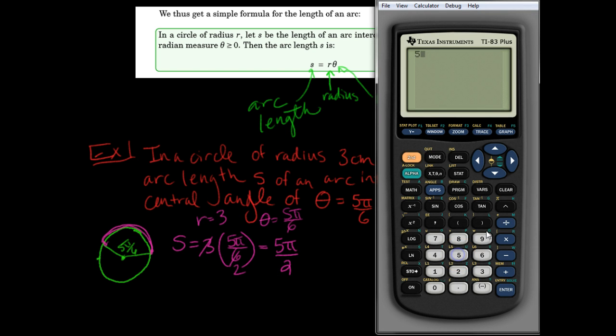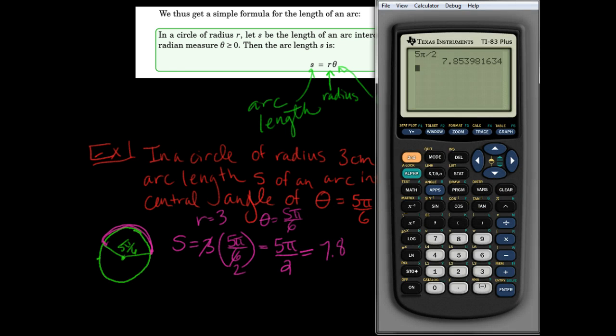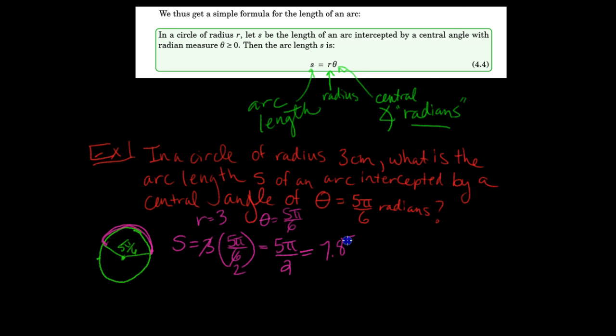If we do 5 pi divided by 2, that lands us at 7.85, we'll say, centimeters, because that's our unit. So this length is 7.85 centimeters.